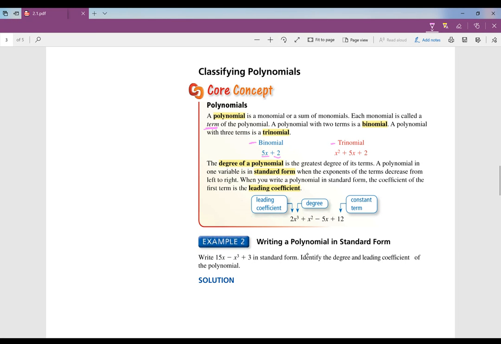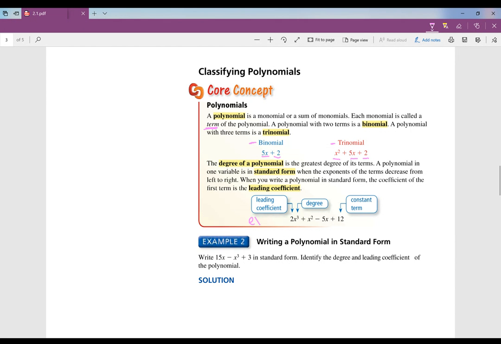So that example is here. We have x squared plus 5x plus 2. So we have 3 terms. Now the degree of a polynomial is going to be the greatest degree of its terms. A polynomial in one variable is in standard form when the exponents of the terms decrease from left to right. When you write a polynomial in standard form, the coefficient of the first term is called the leading coefficient.